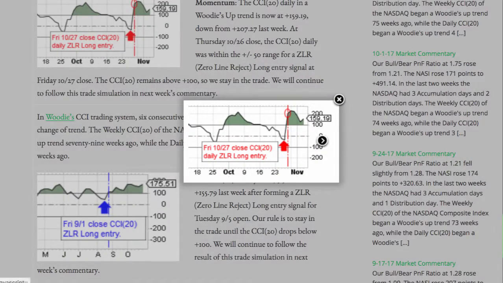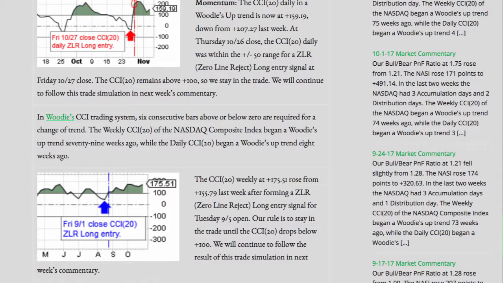Momentum. The CCI 20 daily in a Woody's uptrend is now at a positive 159.19, down from a positive 207.27 last week. At Thursday 10/26 close, the CCI 20 daily was within the plus or minus 50 range for a zero-line reject long entry signal at Friday 10/27 close. The CCI 20 remains above plus 100, so we stay in the trade. We will continue to follow this trade simulation in next week's commentary.